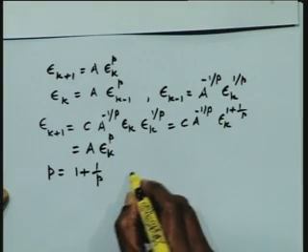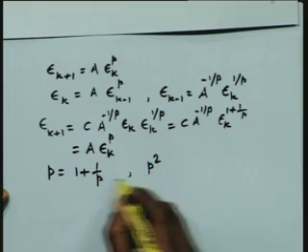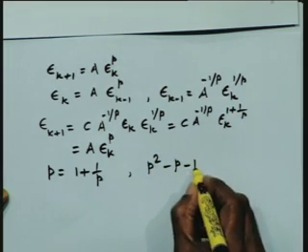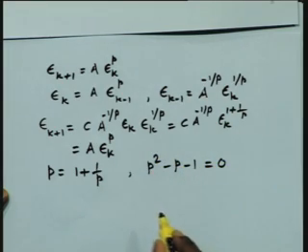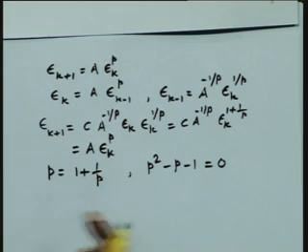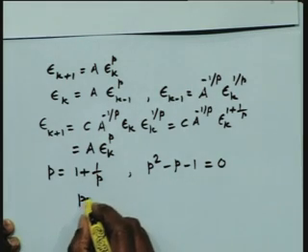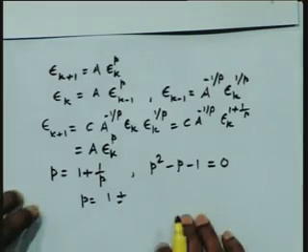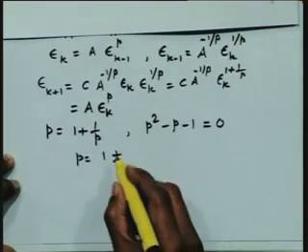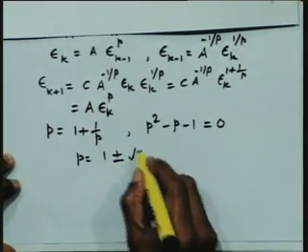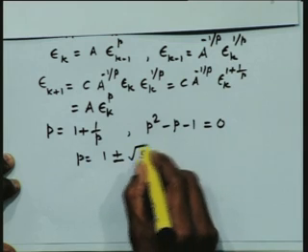Now let us try to solve this. This gives you p^2 - p - 1 = 0. I am taking everything to the left hand side. Solve for p. The value of p will be equal to (1 ± √(1 + 4))/2, that is (1 ± √5)/2.